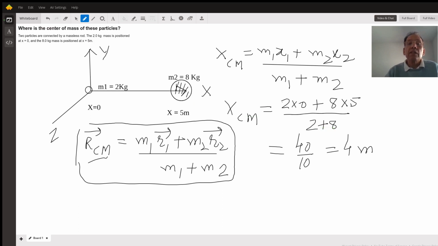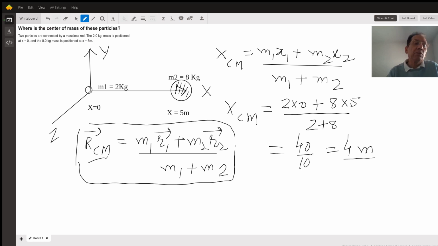If you plug in these values of m1 x1 and m2 x2, then x center of mass is 40 divided by 10. That makes it 4 meters. So if you have a single dimension position of particles, then you can use this formula.